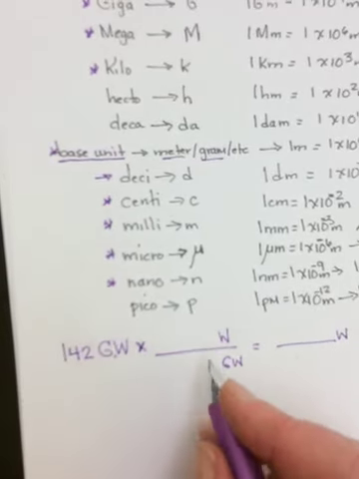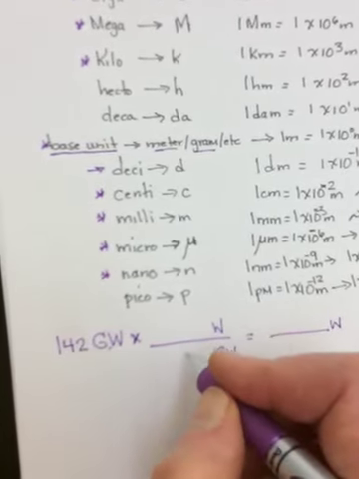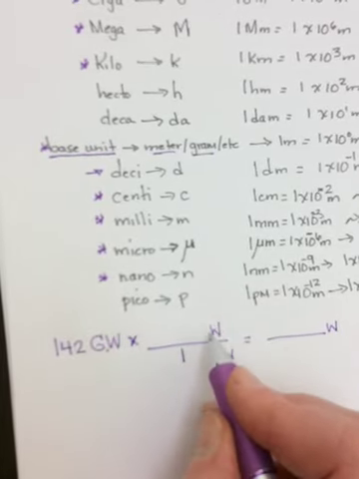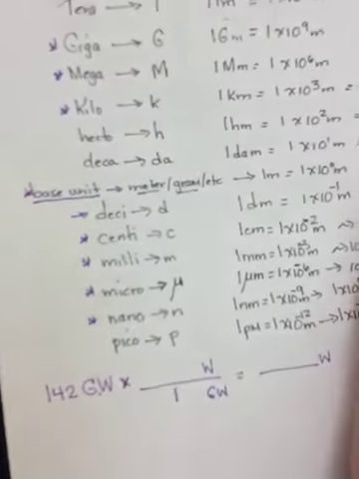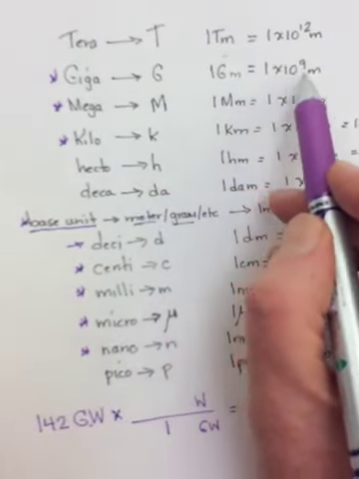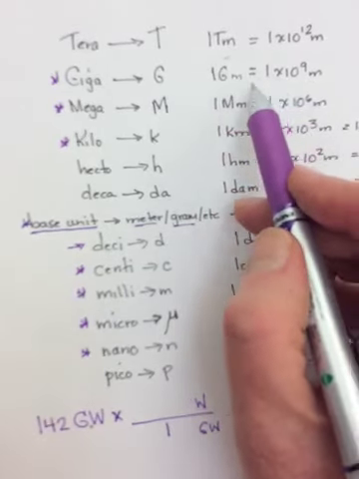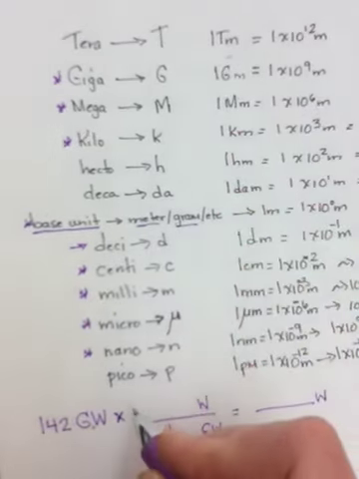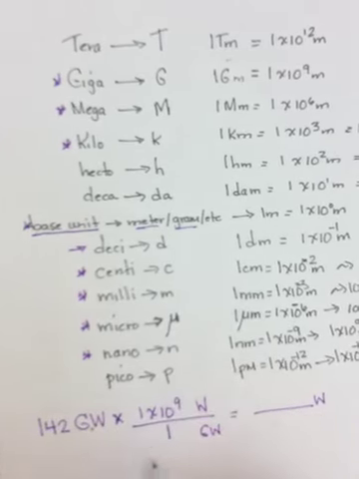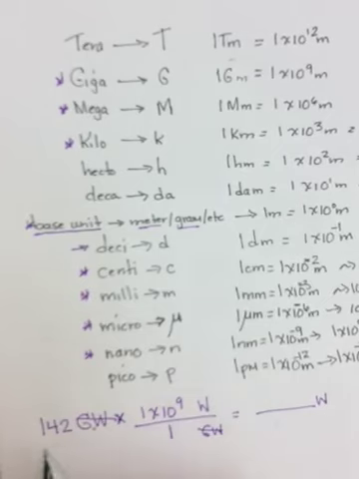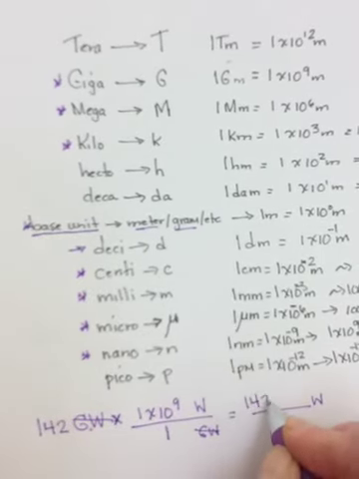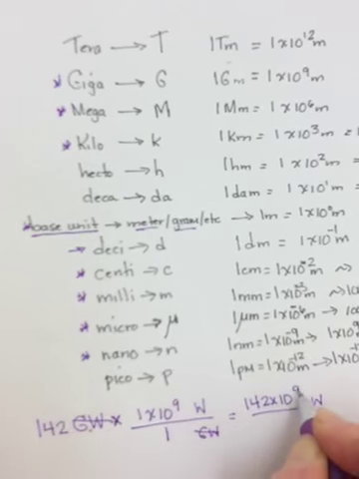So what we said in class was always put 1 on the bigger number. So gigawatt is bigger, and how many watts in a gigawatt? So you go up here and you say, oh, well, there's 1 times 10 to the 9th meters in a gigameter, so there must be 1 times 10 to the 9th watts in a gigawatt. So you put 1 times 10 to the 9th here. The gigawatts cancel, multiply by 1 times 10 to the 9th, divide by 1. 142 times 10 to the 9th watts.